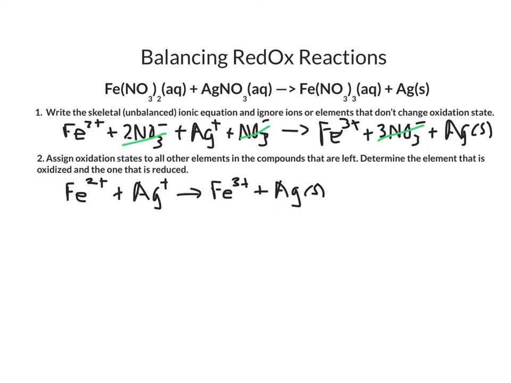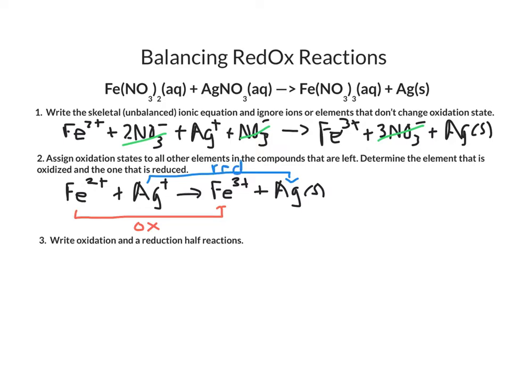Once I have the oxidation states assigned, I can figure out which element is reduced and which element is oxidized. In this case, the iron is oxidized, it's increased in charge from 2+ to 3+, and the silver is reduced because it's decreased in charge from + to 0. The third step is to write an oxidation and a reduction half reaction.